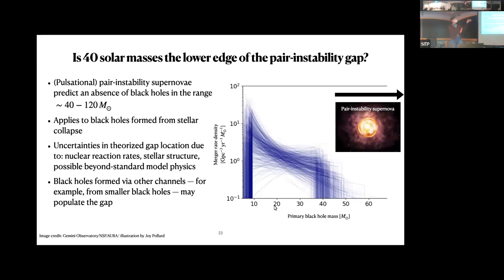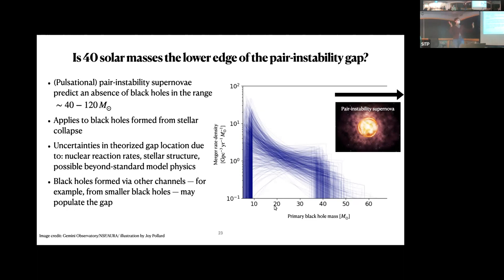So this 40 solar mass cutoff was very interesting because it was actually perfectly lining up with predictions. We found this purely observationally and then realized that there had been longstanding predictions dating back to the 60s of something called the pulsational pair instability supernova, which is expected to happen when the carbon oxygen core of your massive star is between around 40 and 120 solar masses.